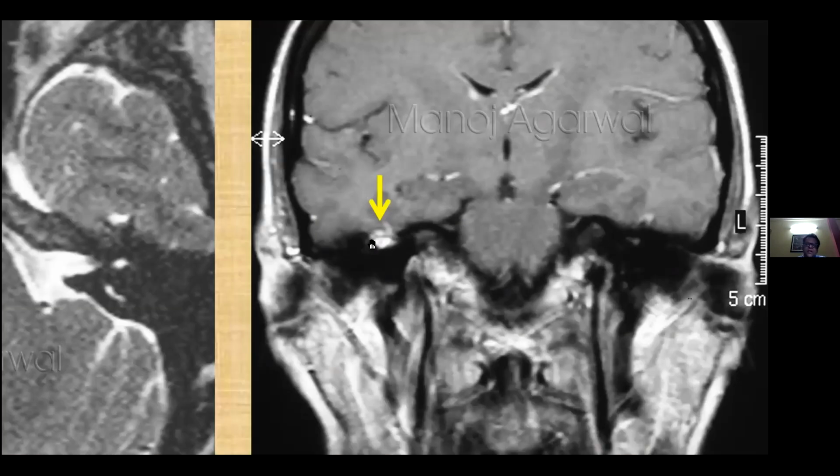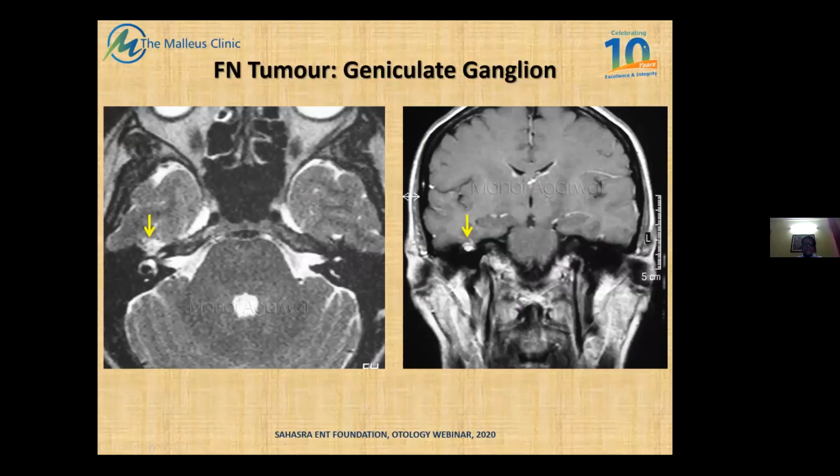But you can see a thin hypointense shadow, which probably means that the bone is partly intact over the geniculate ganglion, though there is some hyperintensity over here as well. Whether that is tumorous or a reactionary inflammation, we cannot say. But what we definitely see is a thin hypointense shadow over here, probably indicating that the bone over the geniculate ganglion is still intact, though we do not see anything of that sort over here. We see the tumor in contact with the temporal lobe.